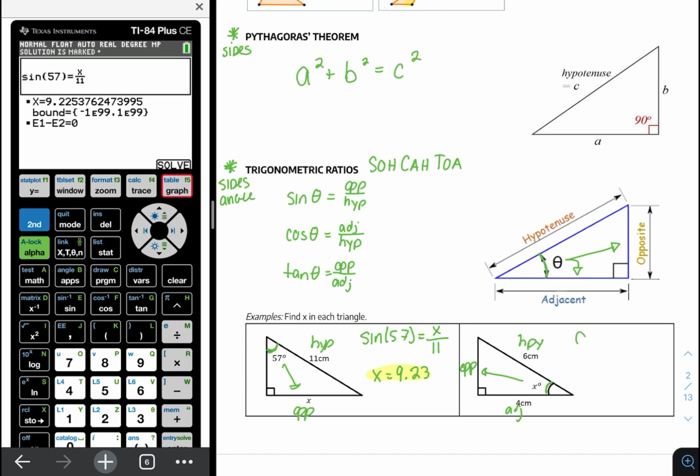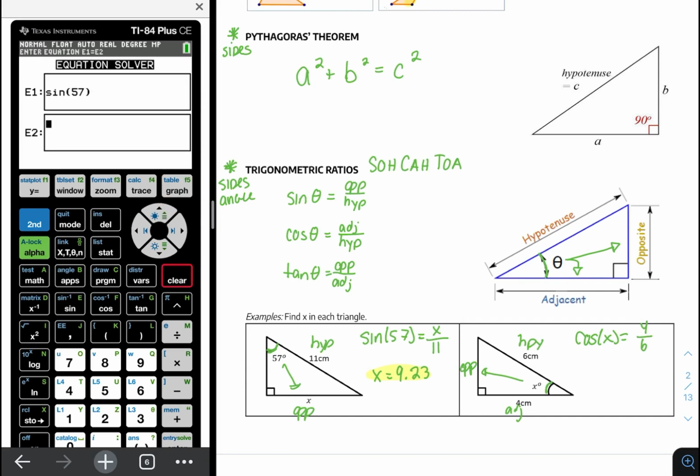So I can create the equation cosine of x is equal to the adjacent 4 over the hypotenuse 6. We can also do this in our calculator. Even though we're looking for an angle, this is also going to work. So let's go ahead and replace my two boxes. In the first box, we have our cosine of x. And then in our second box, we have the fraction 4/6.